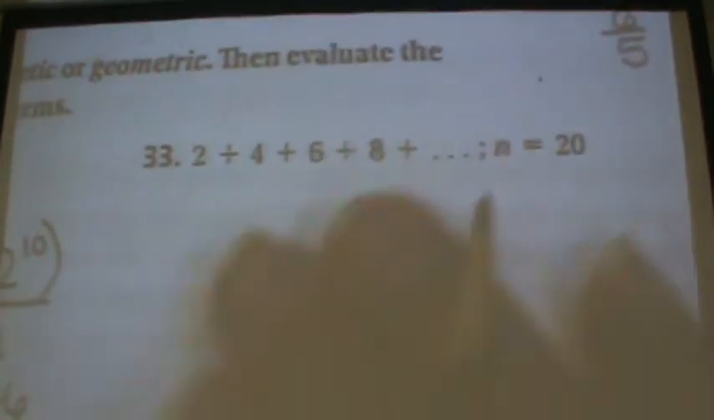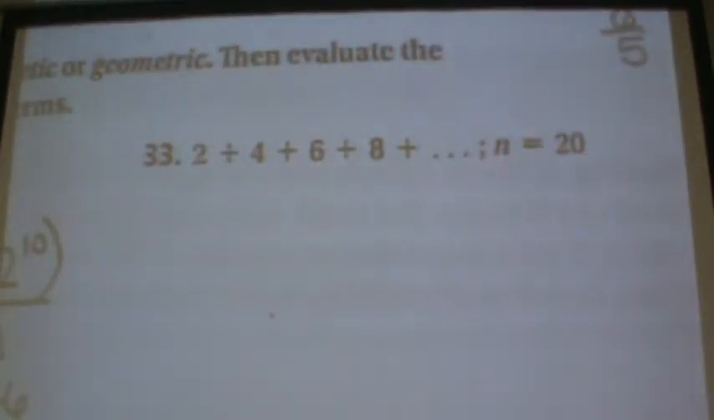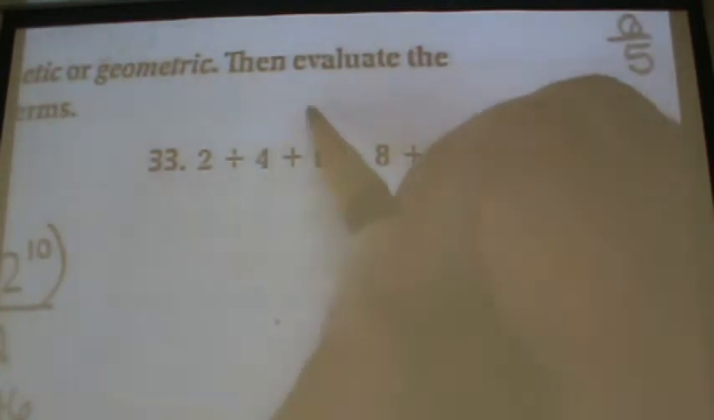Okay, I got 33. Let's first determine what kind of sequence, if this is a series. Series has pluses or minuses and sequences have commas. This is arithmetic. Good job.